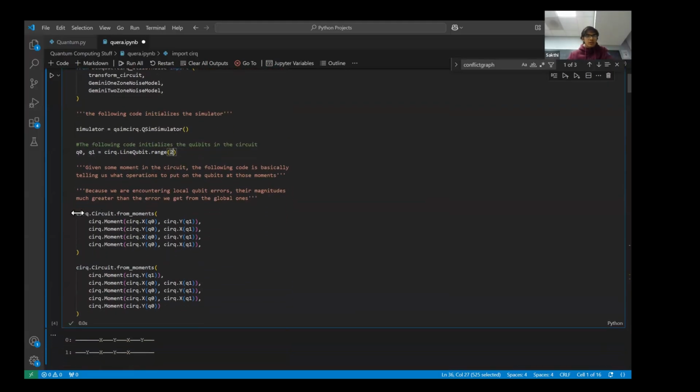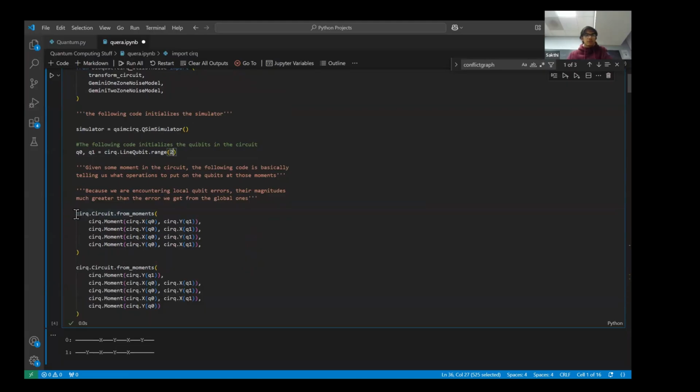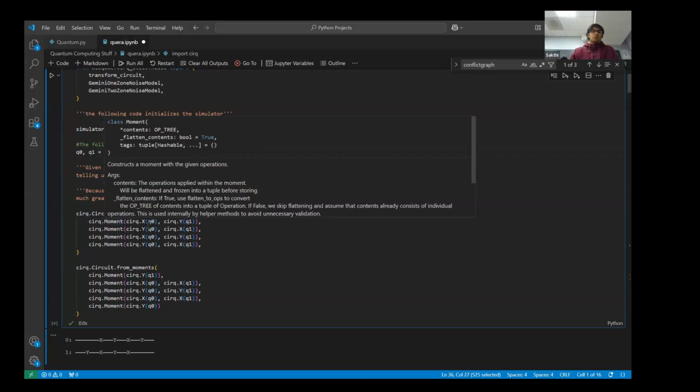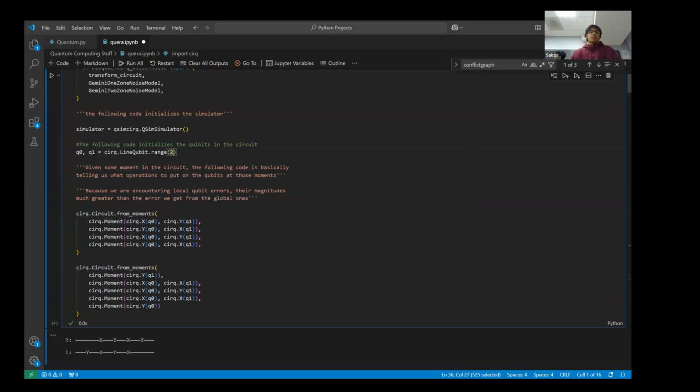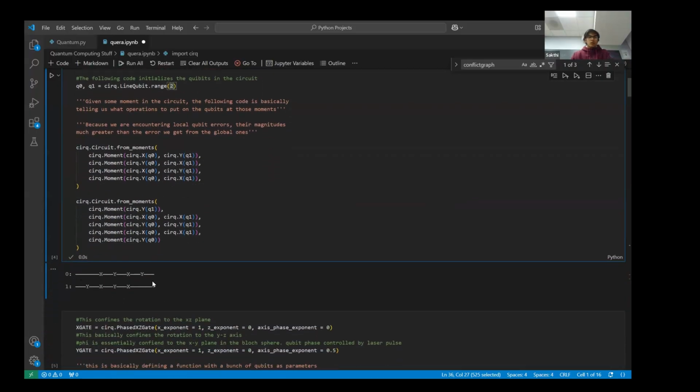The circuit from moments part is defining the circuit that you're going to draw. At each moment, it's giving you the instruction to apply some gate on qubit 0 and then some gate on qubit 1. In the first moment, you're applying gate X on qubit 0 and gate Y on qubit 1. Similarly, you can see all the different operations that are being applied on both these qubits over these 4 moments. And this is another circuit, which you can see the diagram for over here.